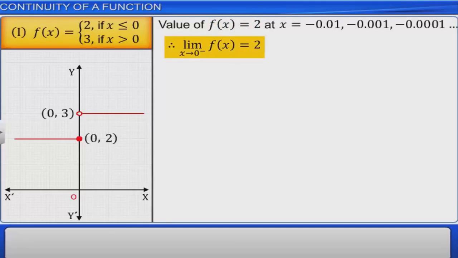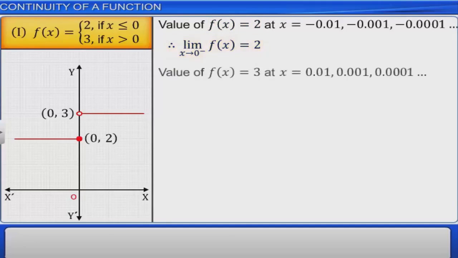Similarly, at all points near and to the right of 0, like 0.01, 0.001, 0.0001, and so on, the value of the function is 3. Thus the right-hand limit of f at 0 is 3. The value of f at x is equal to 0 is 2.